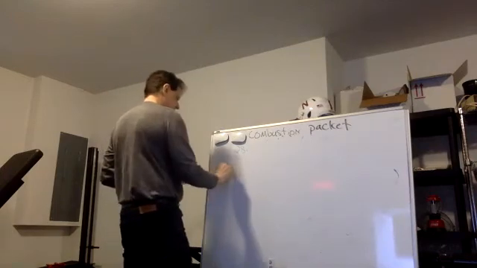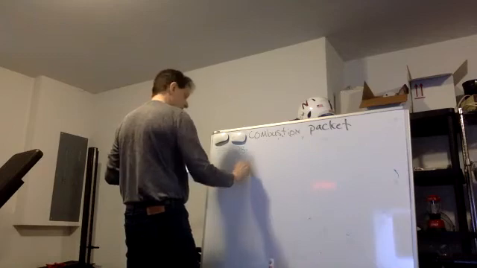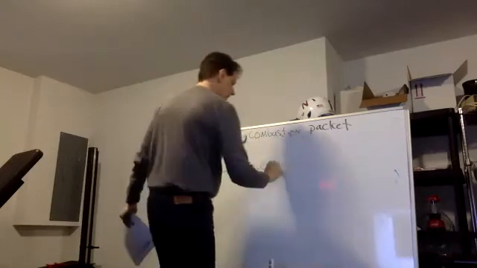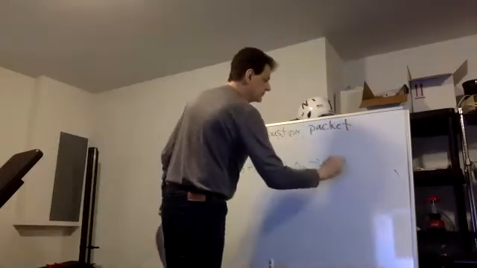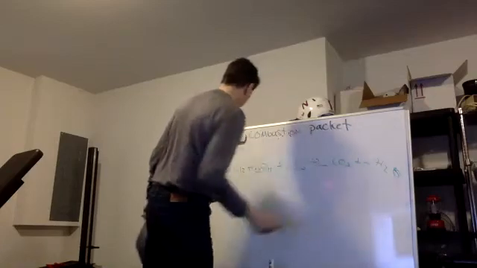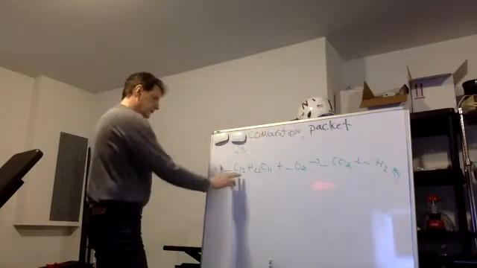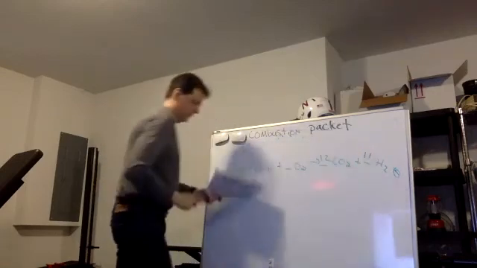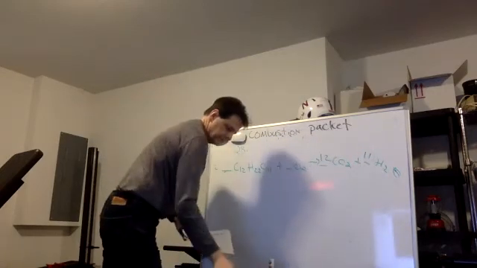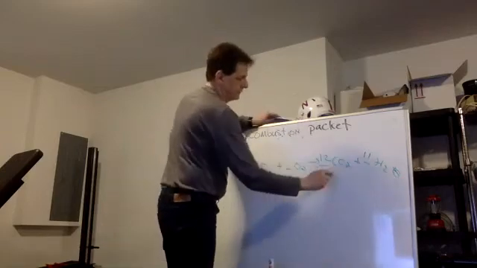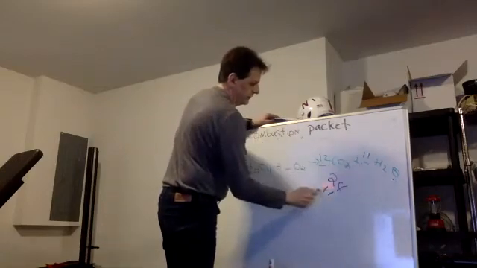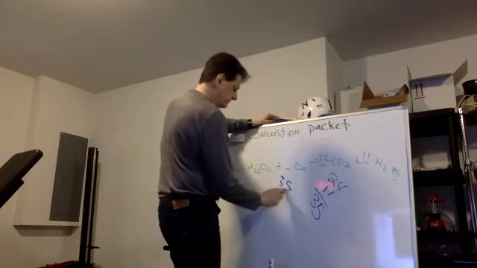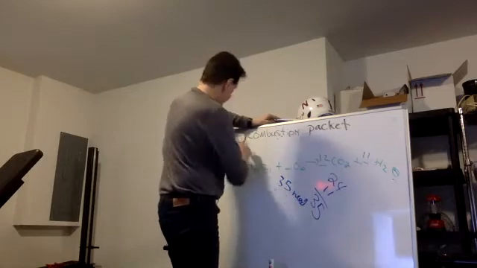C12, H22, O11. Looks like we got sugar here. O2, CO2, and H2O. Let's see here, 12. Start with what we know, 22, 11, then we do our O count. So we got 12 times 2 is 24, 11 times 1 is 11. So we've got, what, 35 there is our net need.